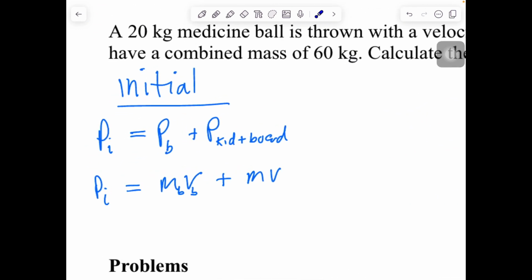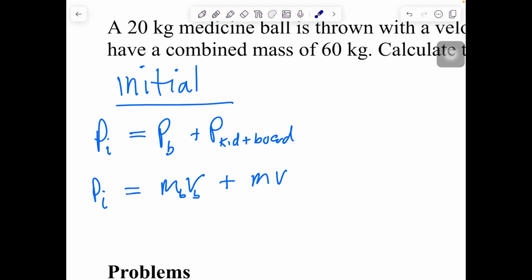So initially, to find the initial momentum, we're going to take the momentum of the ball and add that to the momentum of the kids sitting on the skateboard. So as a reminder, momentum is mass times velocity. So to find our initial momentum, we're going to take the mass times the velocity of the ball plus the mass times the velocity of the kids sitting on the skateboard before anything is thrown or caught.